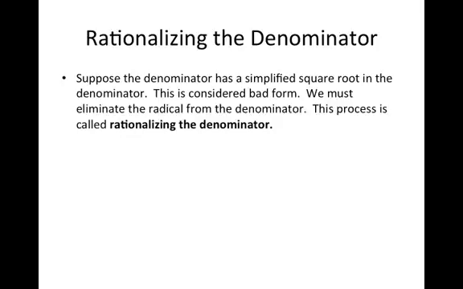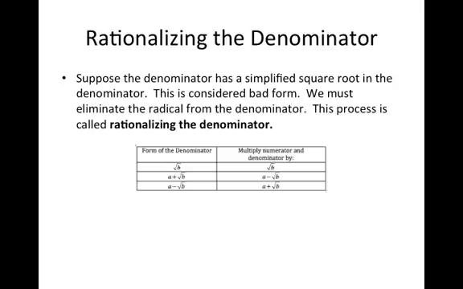Which brings us to rationalizing the denominator. Suppose the denominator has a simplified square root in the denominator. This is considered bad form. We must eliminate the radical from the denominator. This process is called rationalizing the denominator. And the reason we do that is because if we have to add fractions together, we want them to be in a simple form. We don't want to have to deal with square roots and that sort of thing when we're finding common denominators.